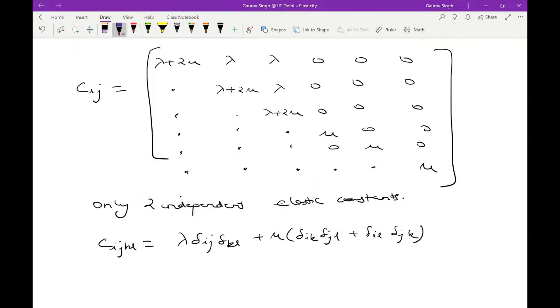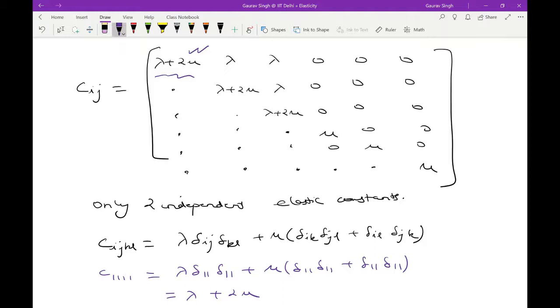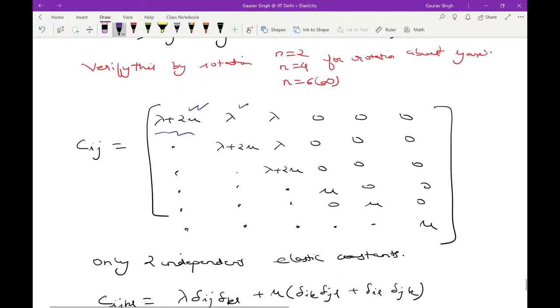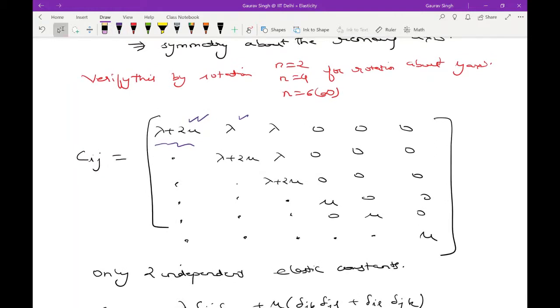Let's see C1111. This should be lambda delta 11 delta 11 plus mu times delta 11 delta 11 plus delta 11 delta 11. This is equal to lambda plus 2 mu. And similarly you can find this value, which is what, C1122, I'm assuming.